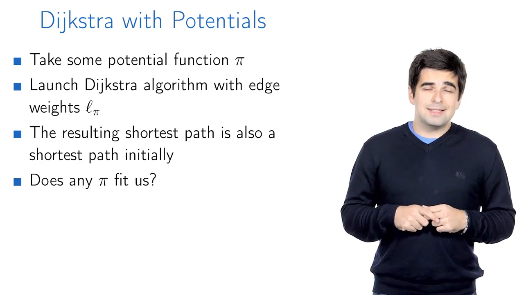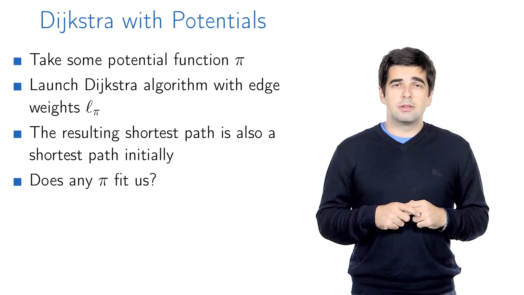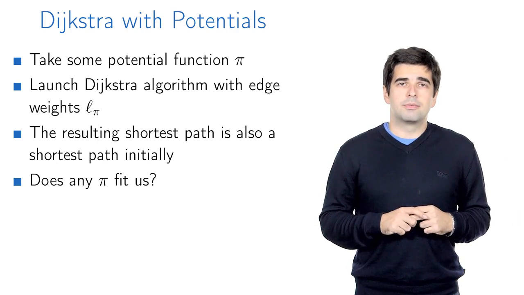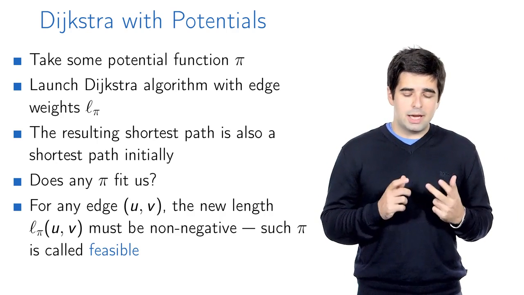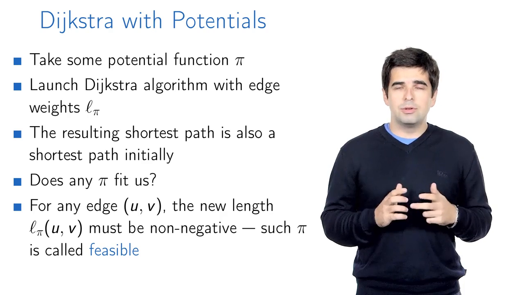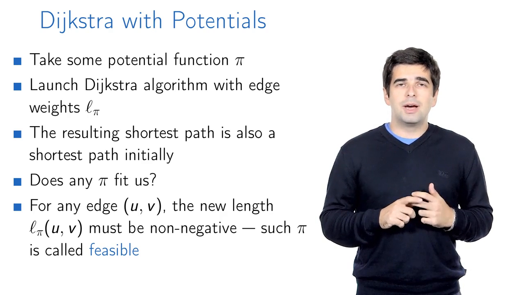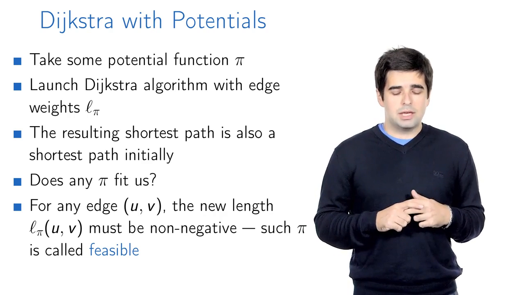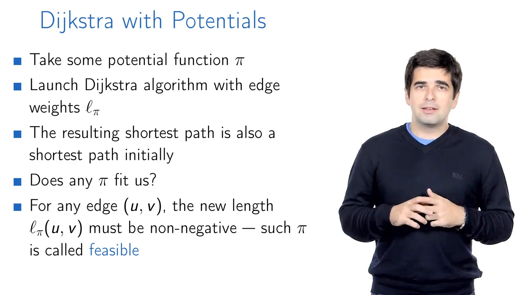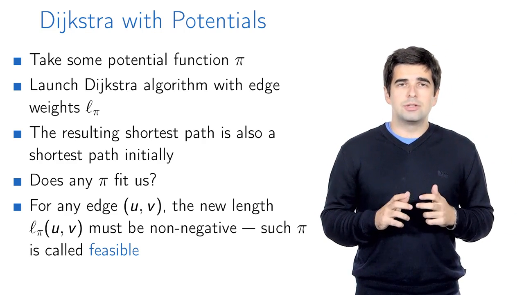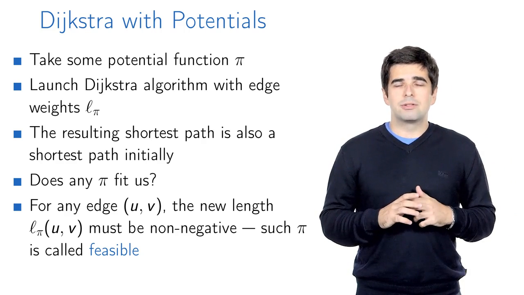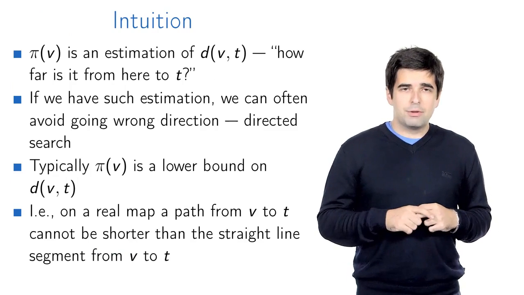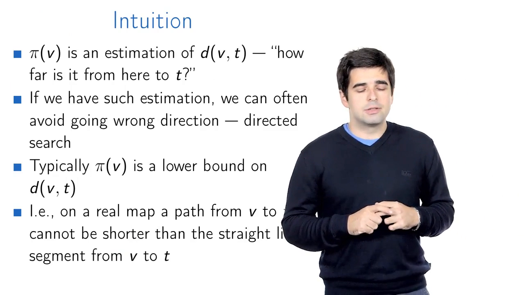But does any potential function fit us in this case if we want to run Dijkstra's algorithm using the new edge weights? Well, the answer is no, because for any edge from u to v, the new length L pi of uv must be non-negative so that we can apply Dijkstra's algorithm for these edge weights. So such potential function for which this is true, that all the new edge lengths will be non-negative, is called feasible.